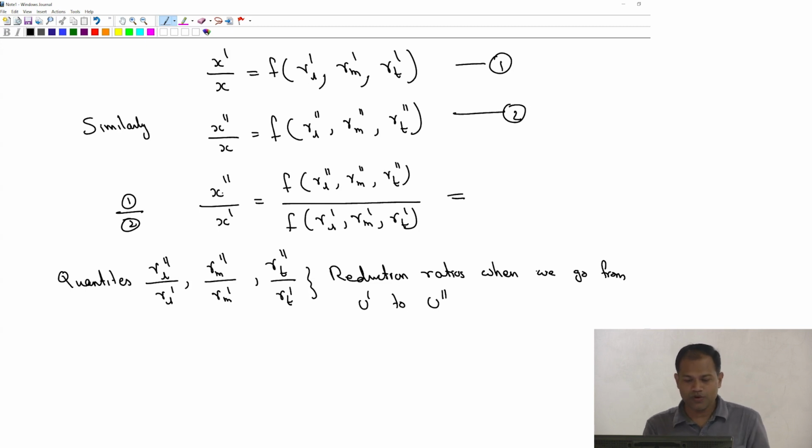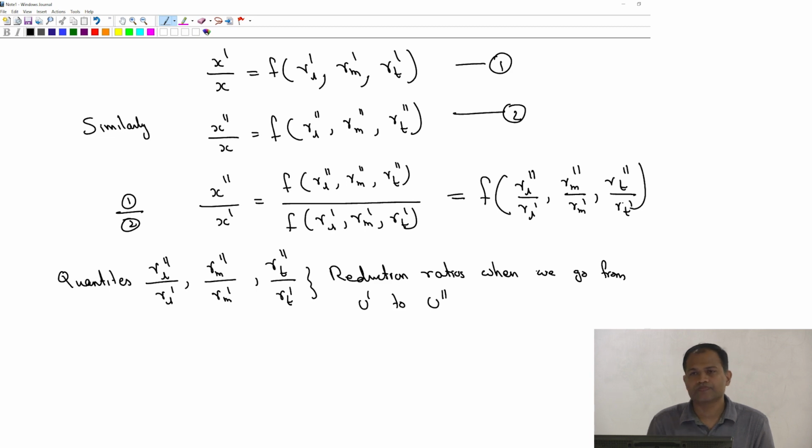which is, if I am talking about x double prime by x prime, that is also a function of RL double prime by RL prime, RM double prime by RM prime, RT double prime divided by RT prime. Do you agree? So, what have I written really?